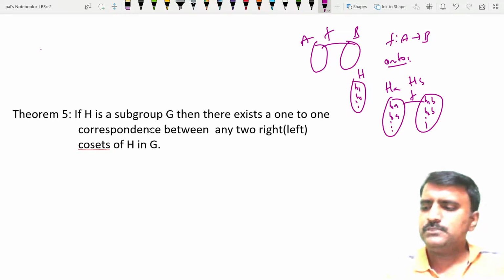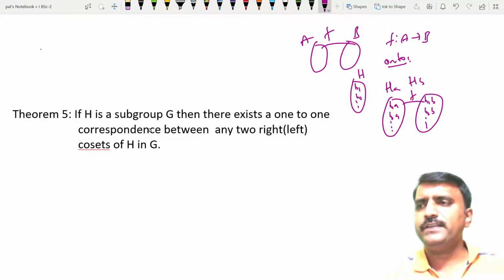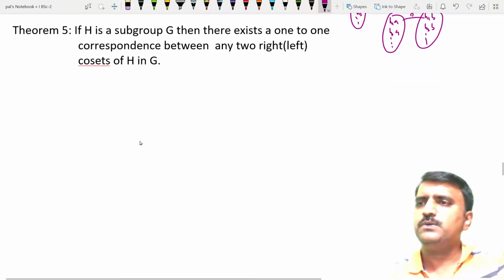Okay, so to prove this, you take a group G and any two elements from the group G. So let G be a group. You take any two elements from G.